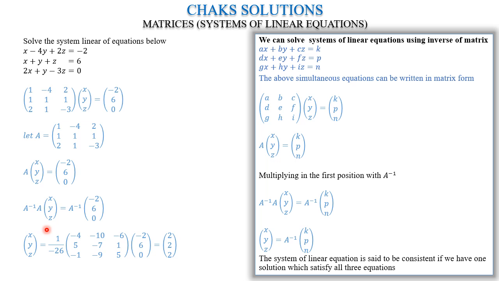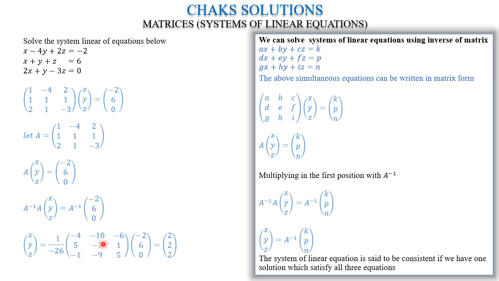So now xyz equals 1 over minus 26 times the matrix minus 4 minus 10 minus 6, 5 minus 7 1, minus 1 minus 9 5, times minus 2 6 0. This one is the inverse of A. If you haven't watched videos on finding the inverse, I encourage you to look for our lesson on the inverse of a 3 by 3 matrix. This will be very helpful.